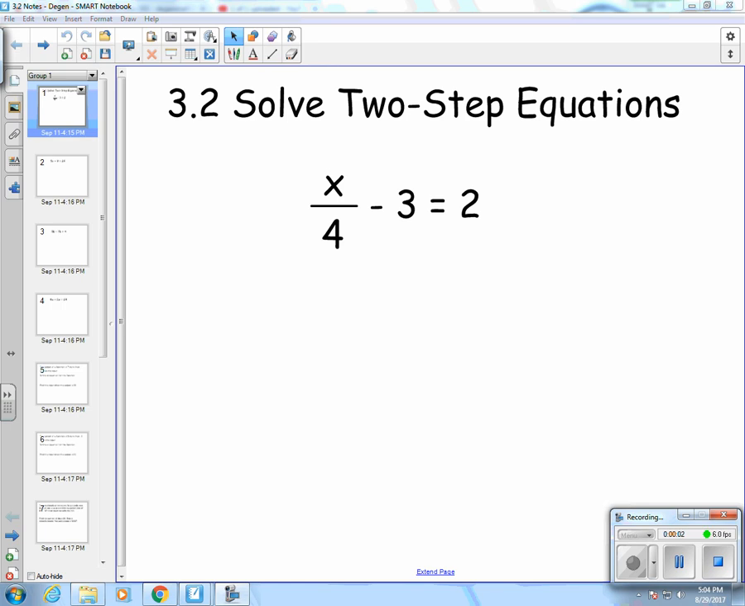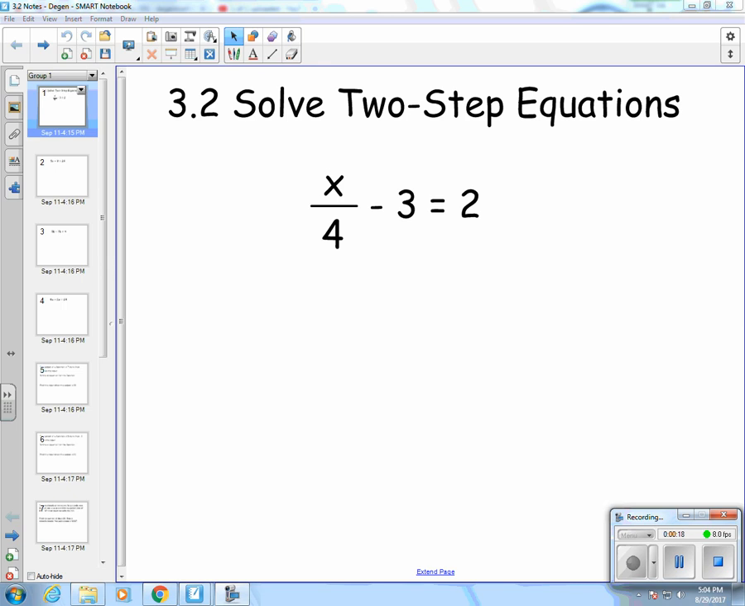Today we're going to work on section 3.2, which is solving two-step equations. With two-step equations, students often ask me, how do you know what to do first? Do I get rid of the 4? Do I get rid of the -3?